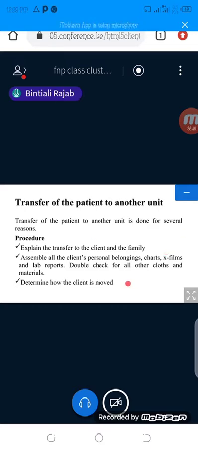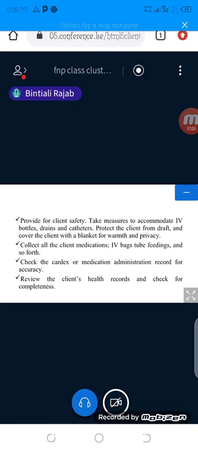Determine how the client is moved. Huyu client atatembea. Remember, the patient is still sick. Atatembea, ataenda na wheelchair, ataenda na stretcher. It is important that you know all those. All those you have to put in place how the patient will move from one point to another point.